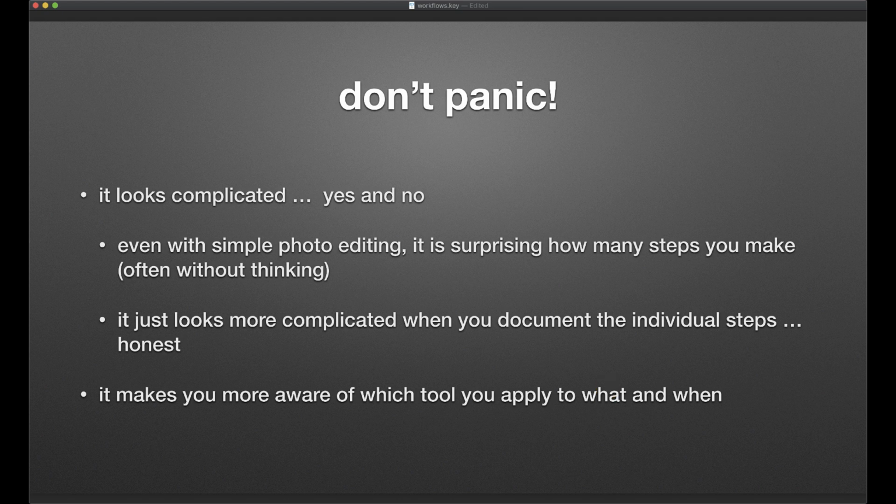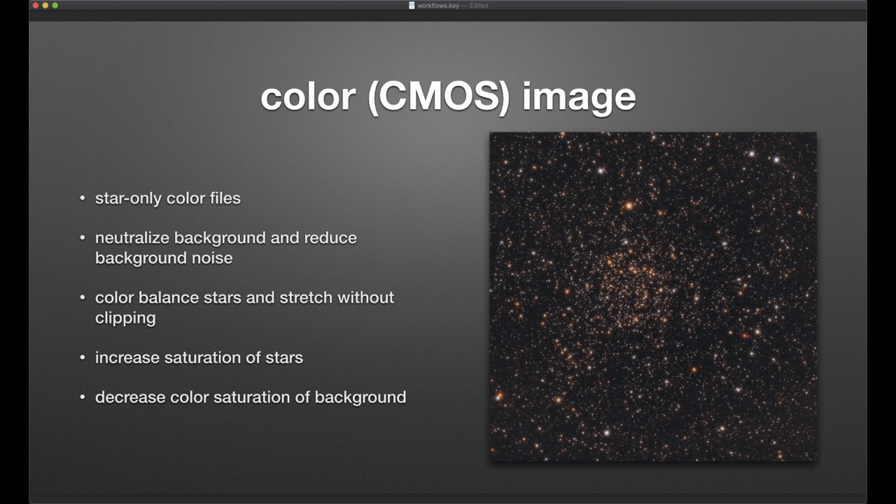We are going to consider the high-level requirements of 5 images. The first of which is a loose cluster called Caroline's Rose, and this was taken with a CMOS colour camera. It's nice and easy because there's only one element in there, which is stars. There's no nebula in there or galaxies. We're going to neutralise the background and reduce the background noise. We can colour balance the stars and stretch them without clipping them and forming white dots.